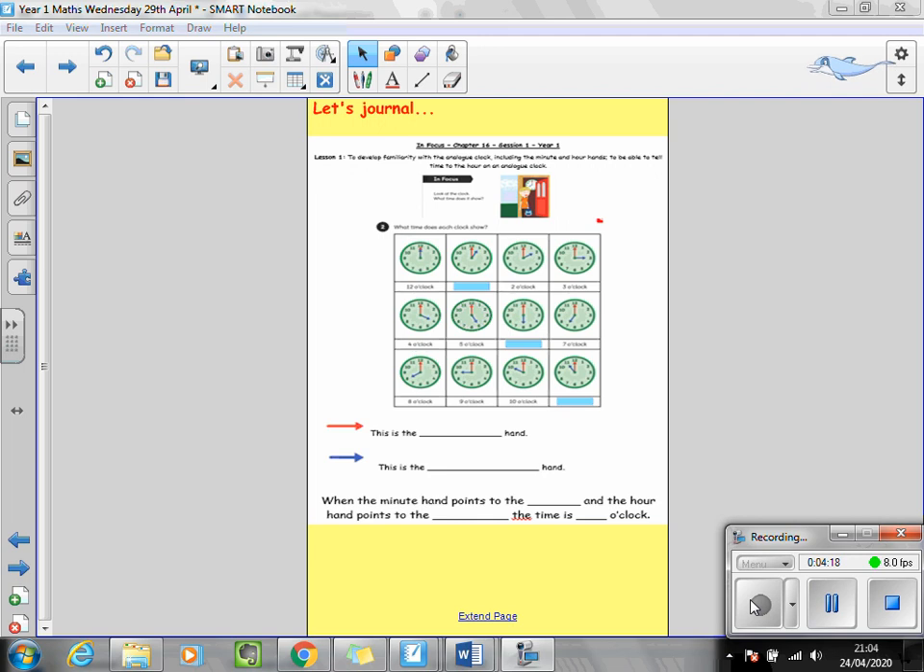I've then given you a picture of the red arrow and the blue arrow. Can you remind me and remind yourself by writing down which one is the hour hand and which one is the minute hand? Can you then complete the statement? When the minute hand points to the blank and the hour hand points to the blank, the time is blank o'clock.